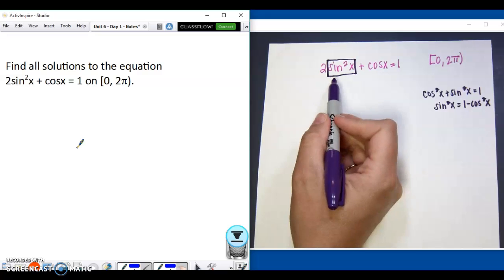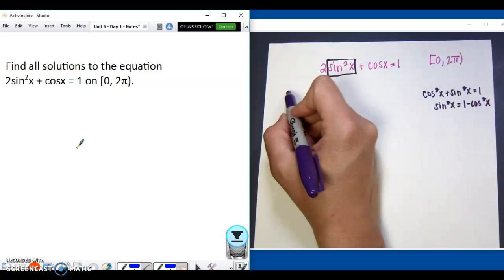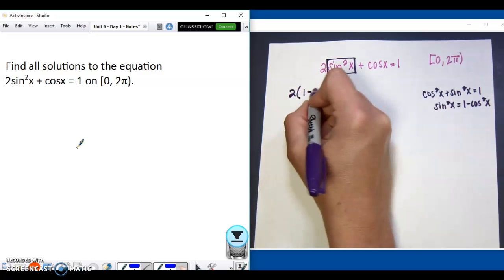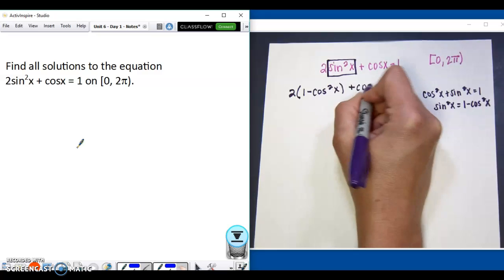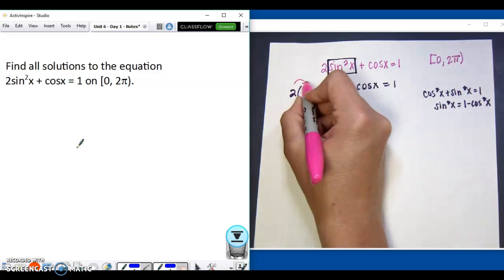So I'm going to replace this sine squared with 1 minus cosine squared x, and then I'll have everything in terms of cosine. So 2 times, instead of sine squared, I'm going to put 1 minus cosine squared x, and I still have plus cosine x, and I still have equal to 1. Now everything is in terms of cosine versus being in terms of sine and cosine. So I'm going to go and distribute this out.